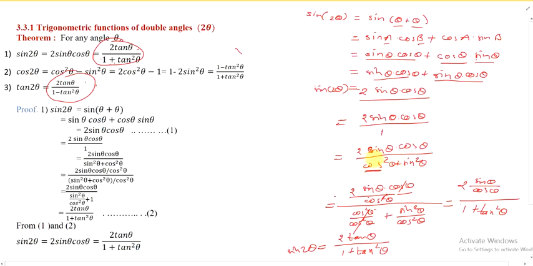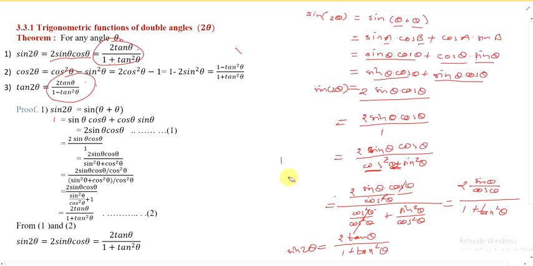So divide numerator and denominator by cos square theta, and in this way adjusting the terms we will have 2 tan theta upon 1 plus tan square theta. Therefore sin 2 theta has two results, that is 2 sin theta cos theta and 2 tan theta upon 1 plus tan square theta. This plus occurs due to what? This one, cos square theta plus sin square theta, isn't it?